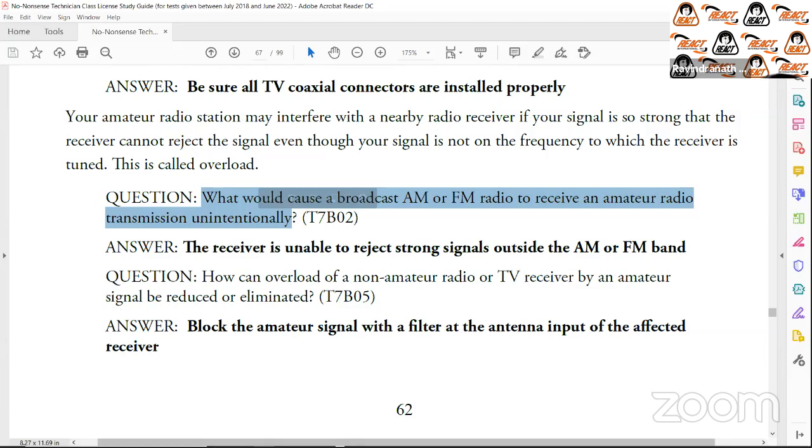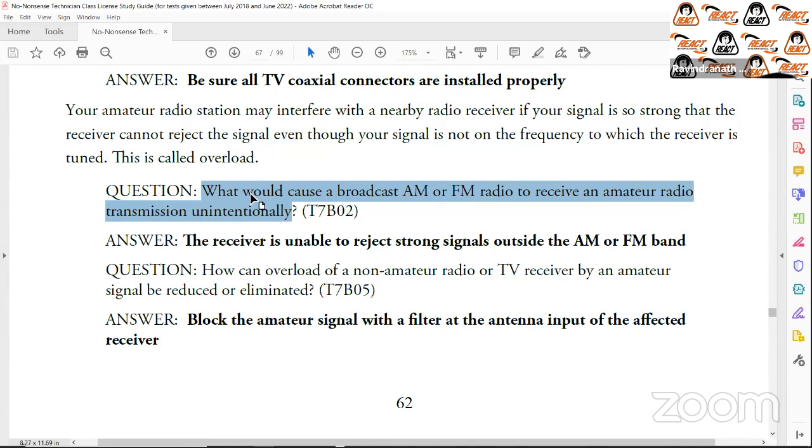All right. What would cause a broadcast AM or FM radio to receive an amateur radio transmission unintentionally? So let's say that again. What would cause a broadcast AM or FM radio, like your transistor radio in your house or in your car, to receive an amateur radio transmission unintentionally? In other words, unintentional interference is being caused by your amateur radio transmitter to a broadcast receiver, a regular AM FM radio, for instance. What could cause that?